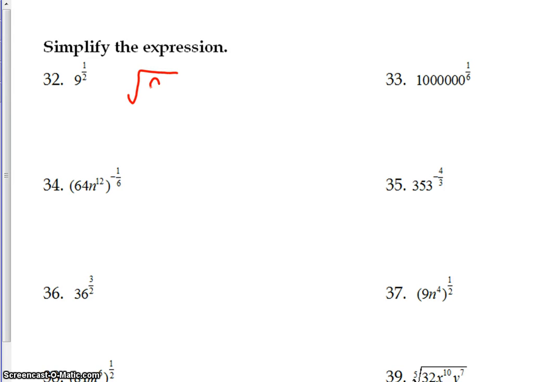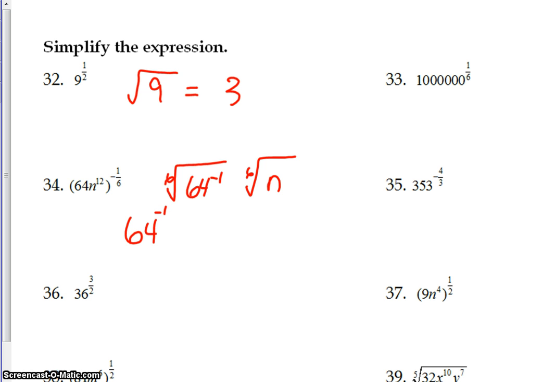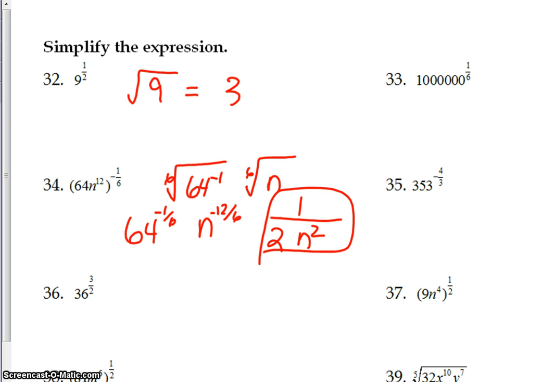Here, we're simply asking you, what is the square root of 9? Here, we'd be saying, what is the 6th root of 64 to the -1, and the 6th root of n? And actually, I think I would do this a little bit differently. I think I would take 64 to the -1/6 and n to the -12/6. This actually turns out to be 1/2, and it's n to the 2nd in the end. And I know I'm kind of rushing for time here.